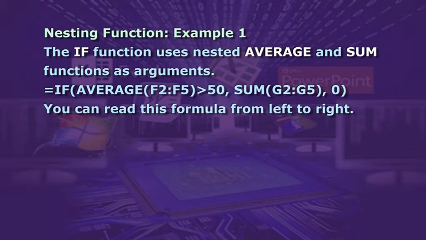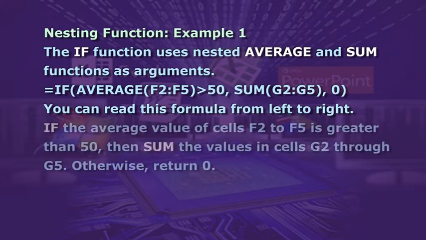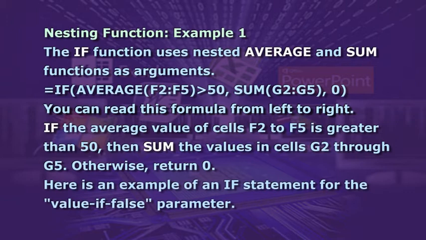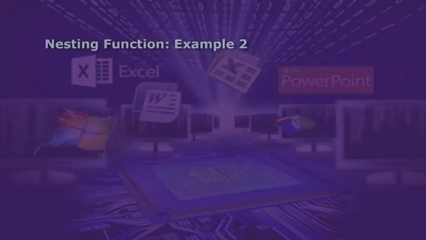You can read this formula from left to right. If the average value of cells F2 to F7 is greater than 50, then sum the values in cells G2 through G5, otherwise return 0. Here is an example of an IF statement for the value if false parameter.